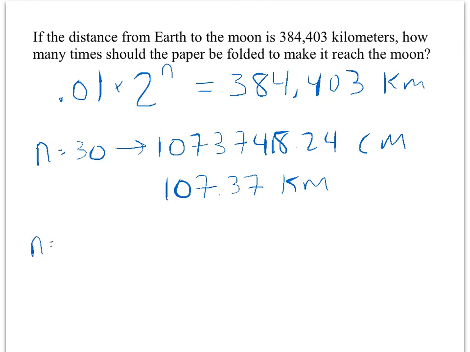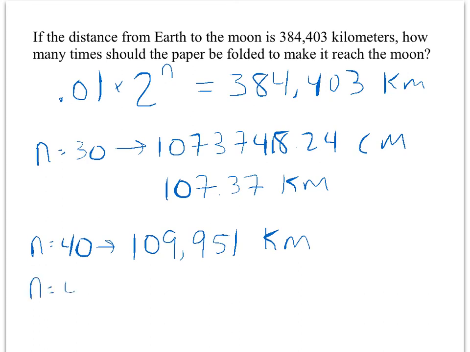So let's try n equals 40. I'm going to do 0.01 times 2 to the 40, and I get a large number of centimeters. I'm going to change it to kilometers, and I get 109,951 approximately kilometers. So I'm getting close. If I double this to go to n equals 41, I would have 218,000, and if I double that, I would have over 400,000. So let's try n equals 42.